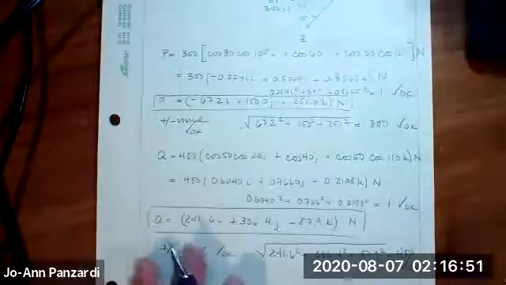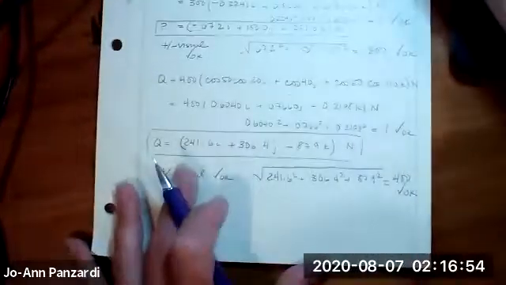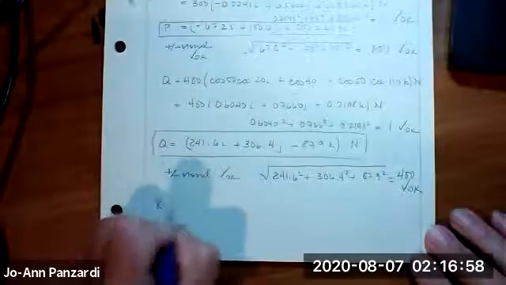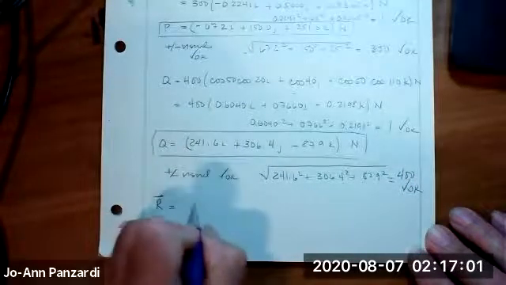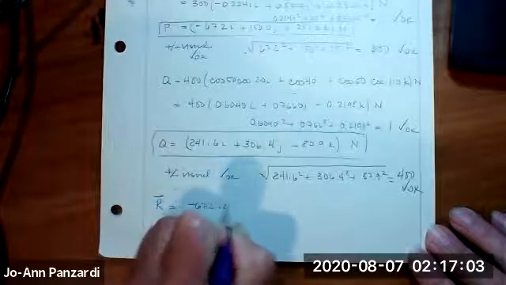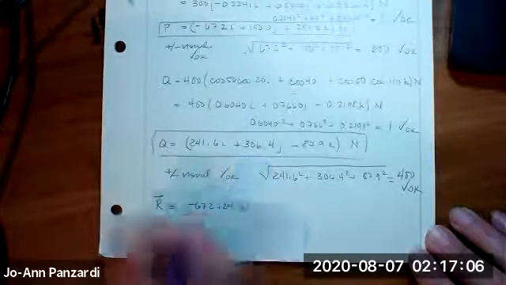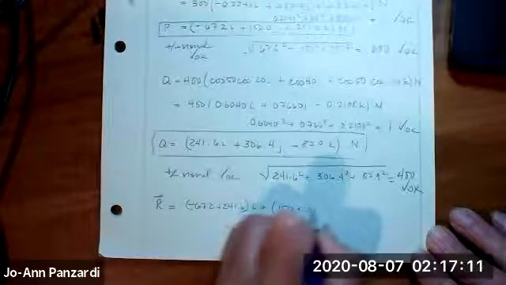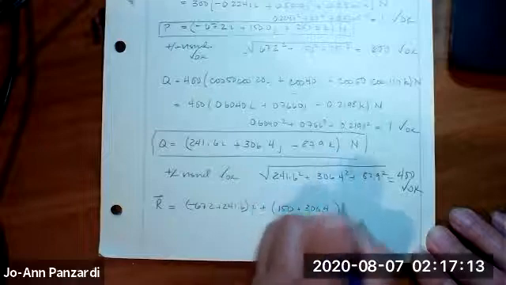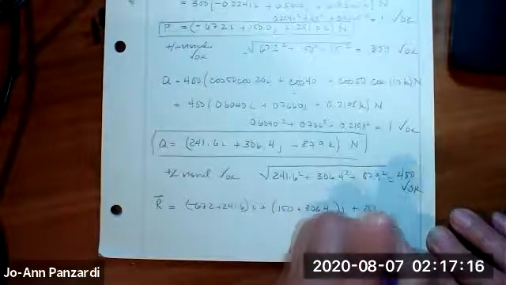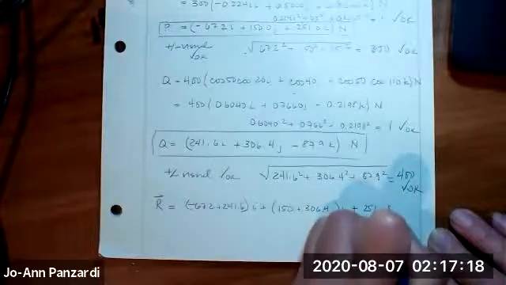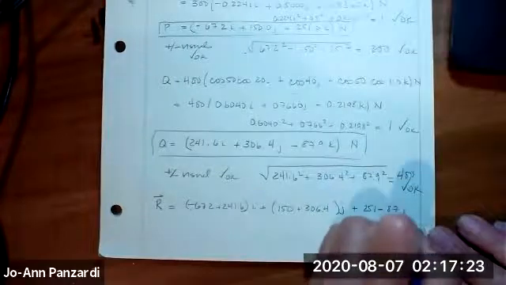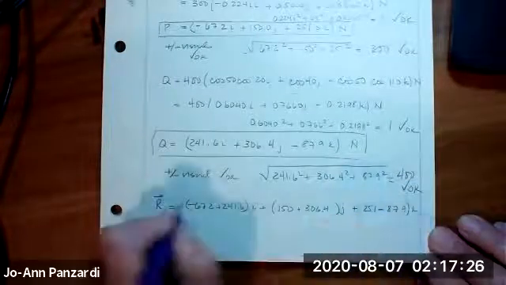Okay, next thing I'm going to do is look at my values of P and Q, and I'm going to find my resultant. My resultant vector is going to be equal to negative 67.2 plus 241.6 i, plus 150 plus 306.4 j, plus 251 minus 87.9 k, and all this is again newtons.